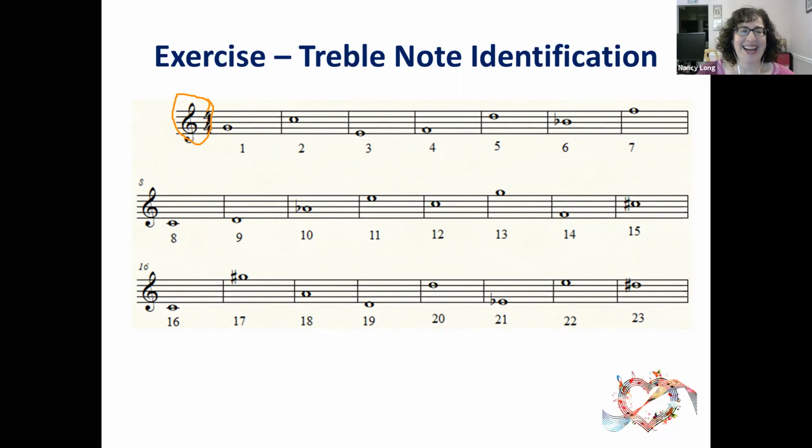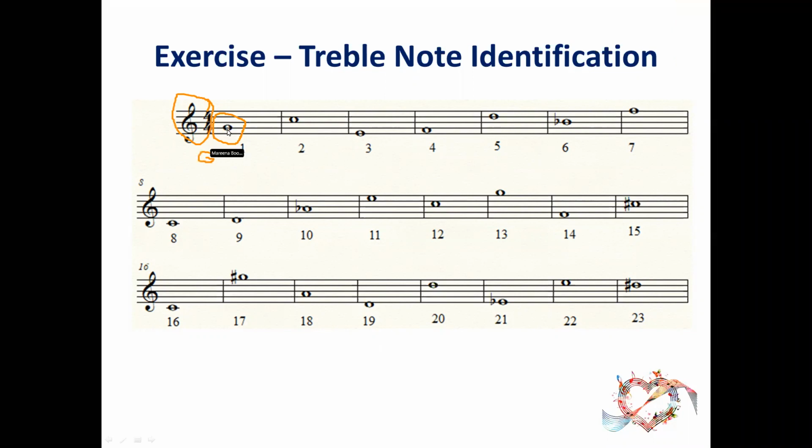F-A-C-E. And F-A-C-E on the spaces. So ACE are the spaces. So F would be the first space, then after F is G. So the second one would be, the first number is G. Good job.